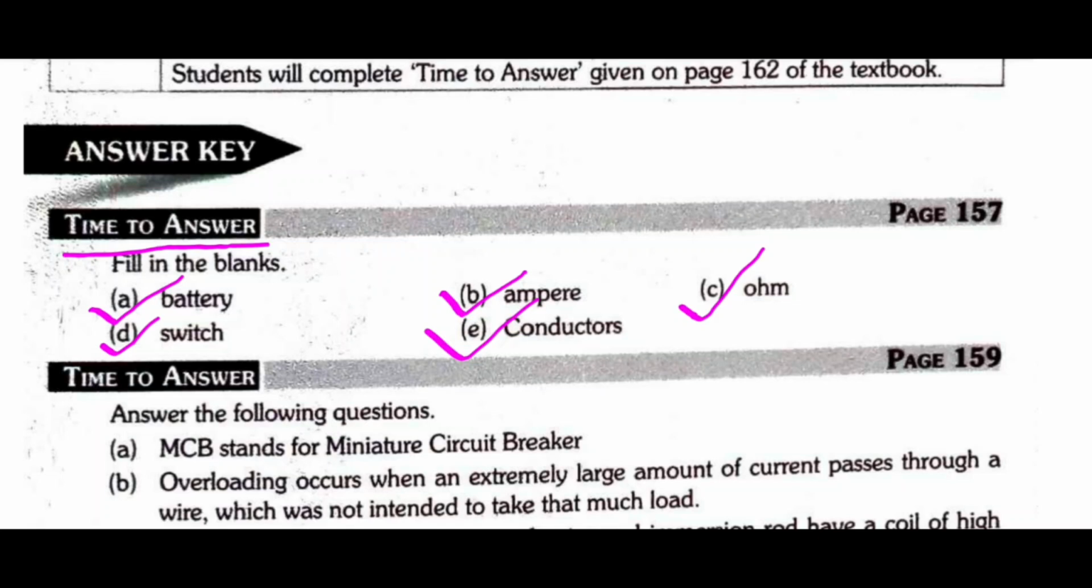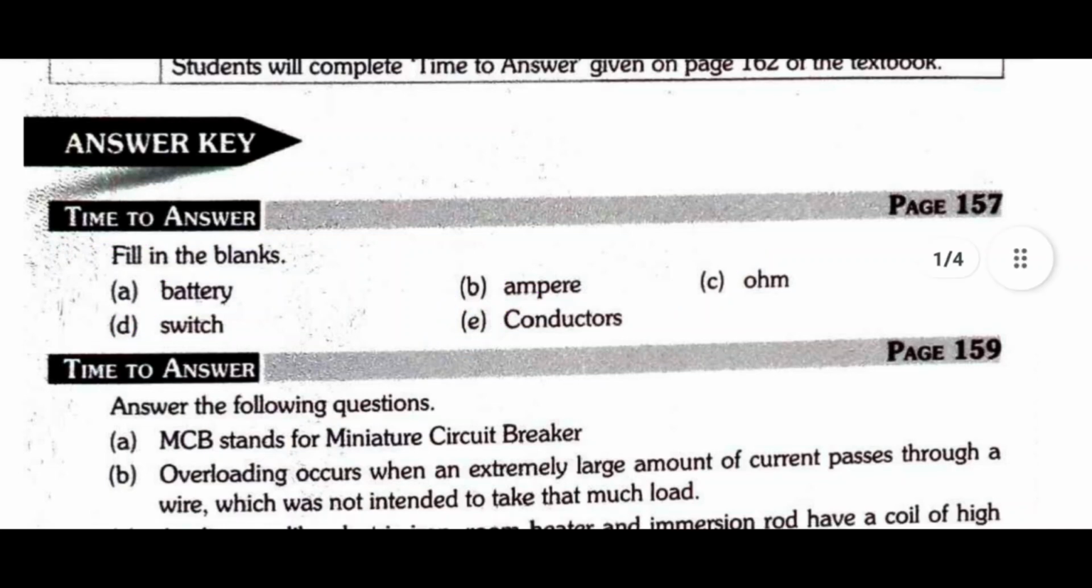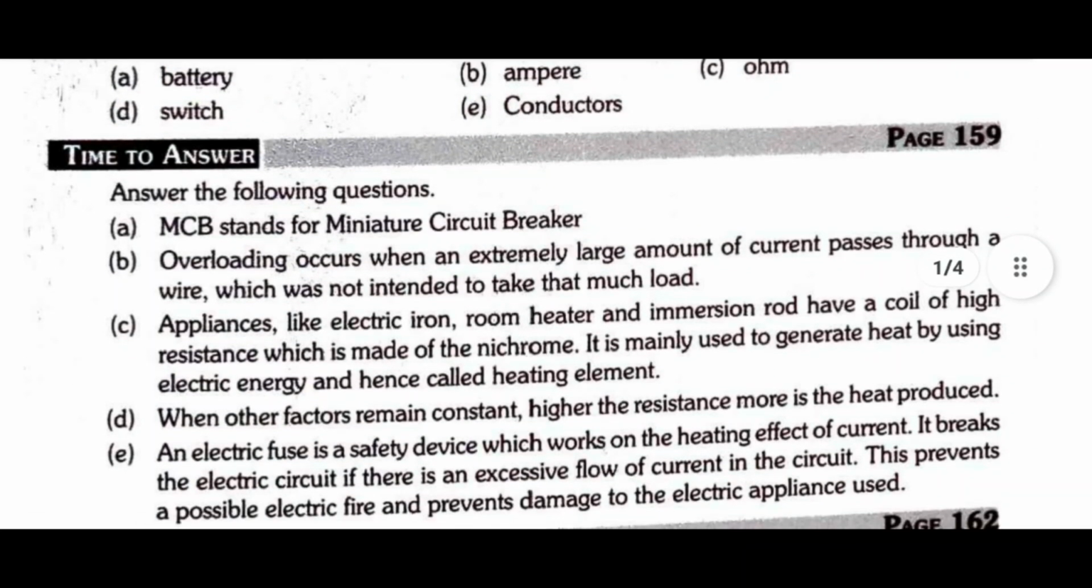Next, time to answer the following questions. First is MCB. What is an MCB? MCB stands for miniature circuit breaker. Question number B. Overloading occurs when an extremely large amount of current passes through a wire which was not intended to take that much load.